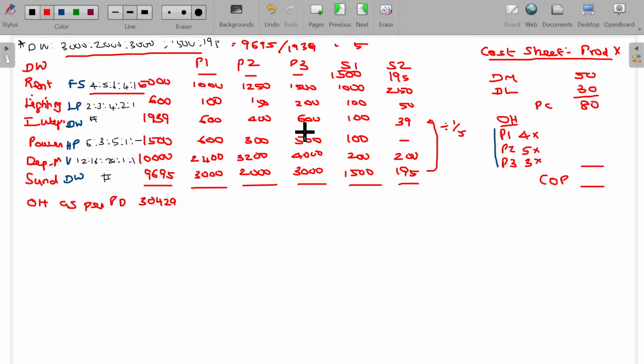600. Which one? Indirect wages. 600, 400, okay. 400, 600, this one is 300. See, if you want to correct me once that particular calculation is over, okay. Now, come on, what's the total of this? 7,700, 7,300, 9,800, 4,700, 929. So we got the overhead as per primary distribution.